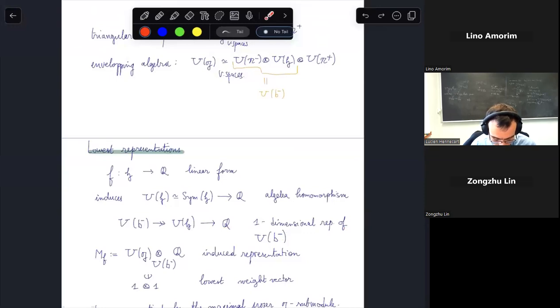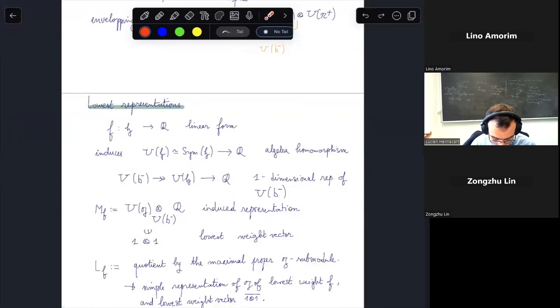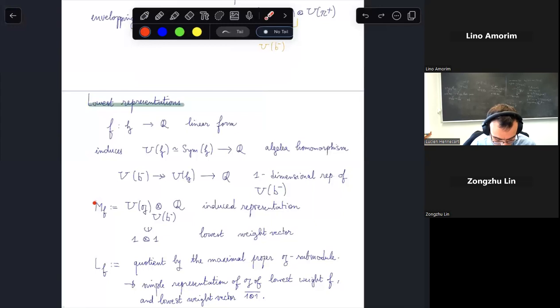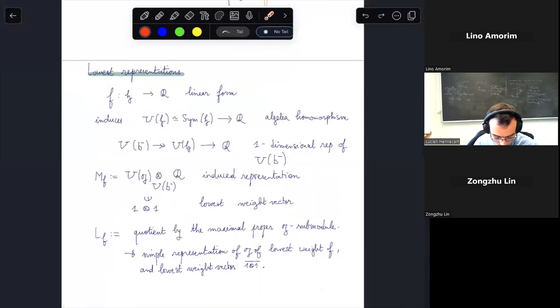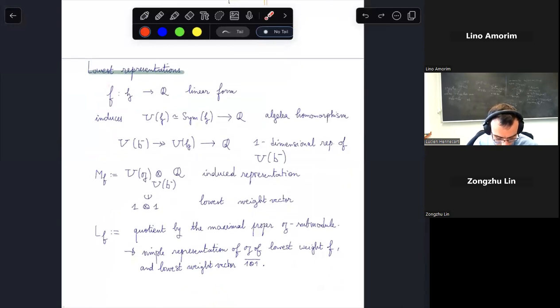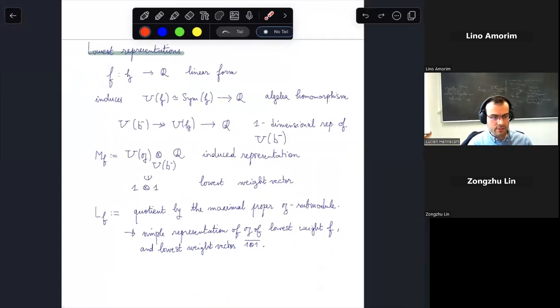To construct a representation of the full Kac-Moody algebra, what you do is induce this one-dimensional representation to the enveloping algebra of the Lie algebra. We call this M_F, the lowest weight module, and the weight is F. The lowest weight vector is 1 tensor 1, where the first 1 is the unit of this algebra, and the second 1 is 1 in Q, the rational numbers. So this representation is cyclic, generated by this vector, but it's not necessarily simple.